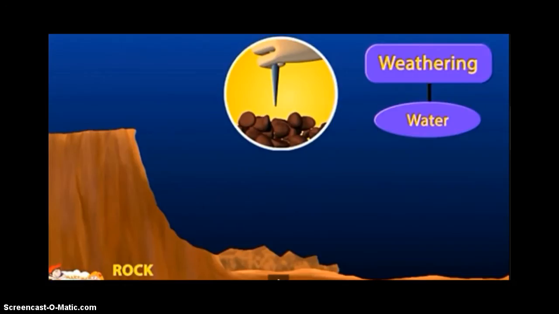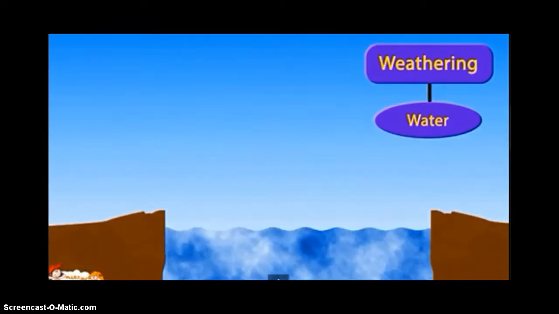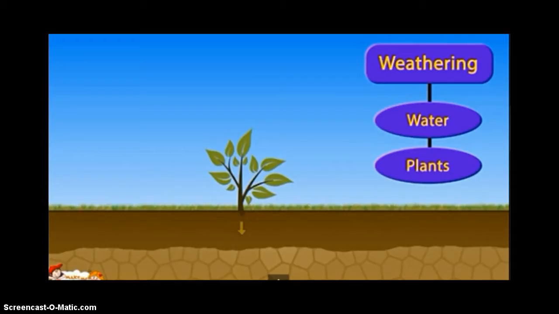There is another way in which water causes weathering. Water in the river breaks the soil on the sides by first making it soft and wet. Plants are also responsible for weathering. See, a plant is growing on a rock. Its roots are going deep in search of water. The roots are trying to make space to grow further, which results in cracks and breakdown in the rocks.